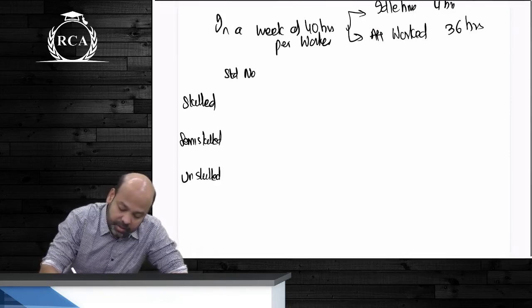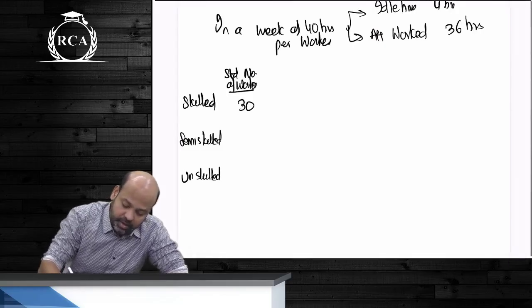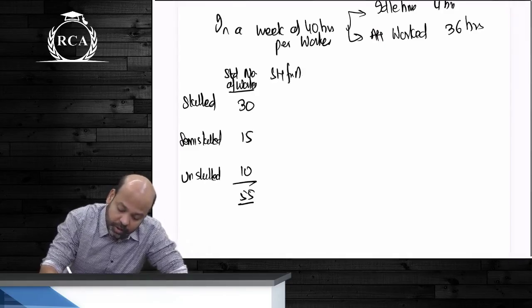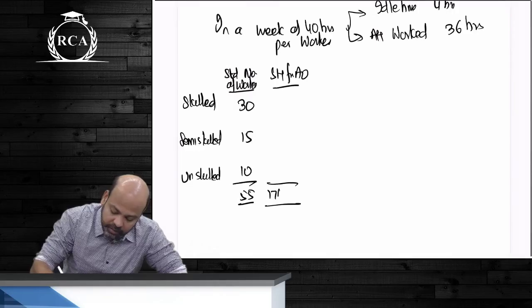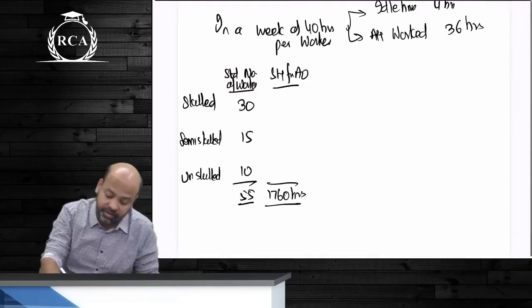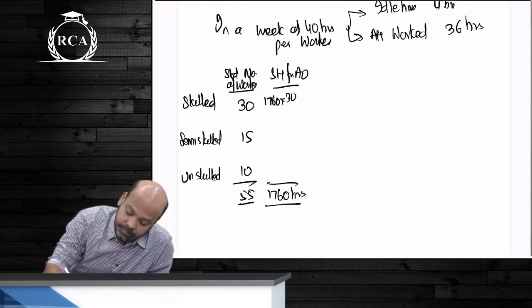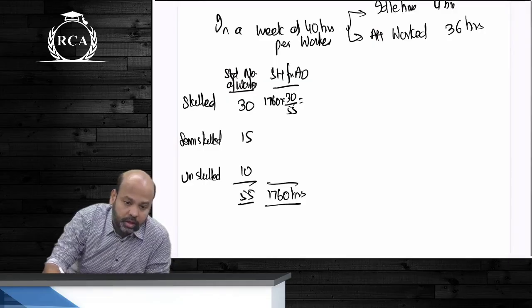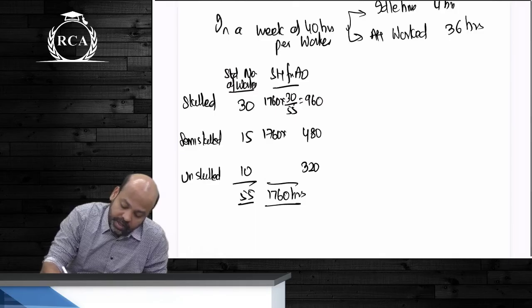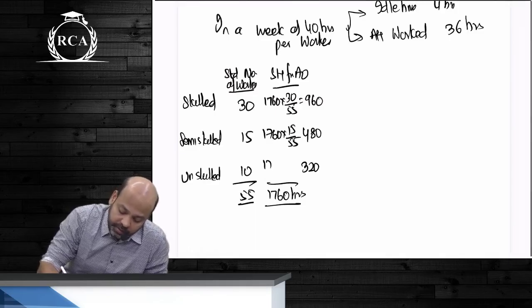The standard number of workers are 30, 15 and 10. Standard hours for actual output, we have already computed that the total standard hours are 1760. You will have to take them in the ratio. 1760 divided by 55 is 32. So 32 into 30, 960. Half of that, 480, and then 320. This will be the standard hours for each of the categories.